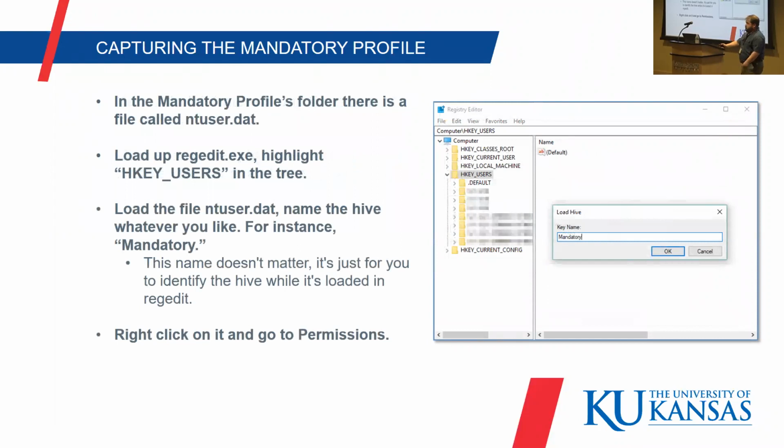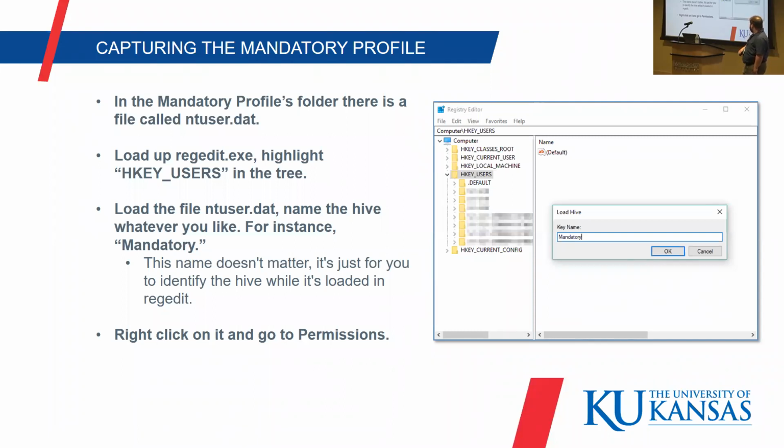Once you've done that, inside the mandatory profiles folder, there is a file called ntuser.dat. You need to load up regedit and then load this file under the file menu. You highlight HKey users, then go up to File and choose Load Hive, and you'll be prompted to put in a key name. That can be anything you want. That's just for you to identify this hive that you've loaded up.